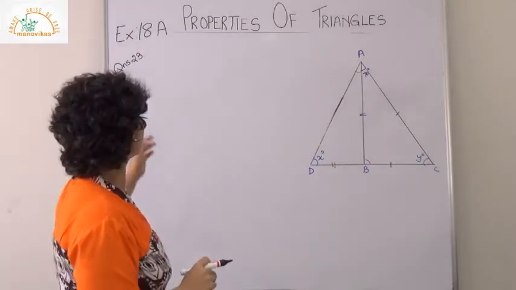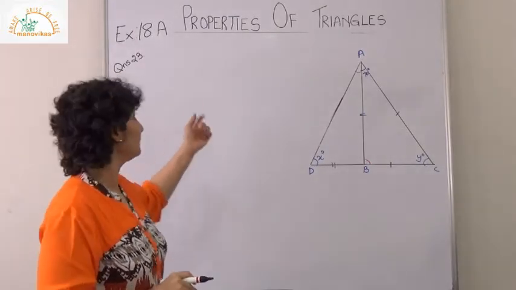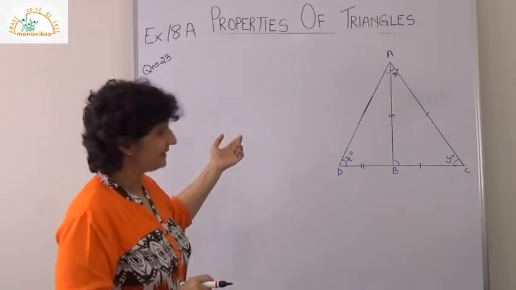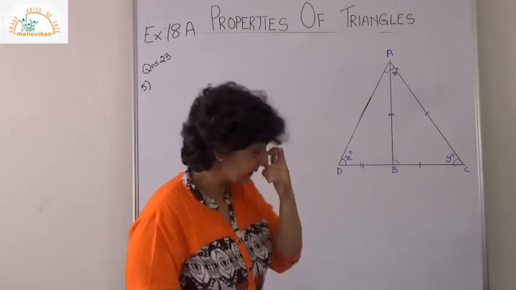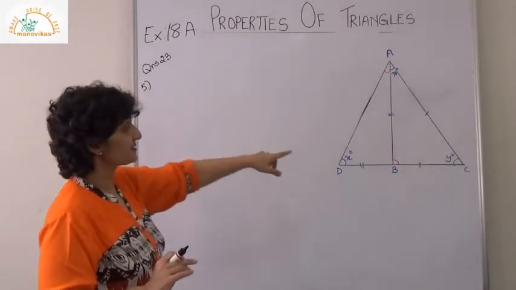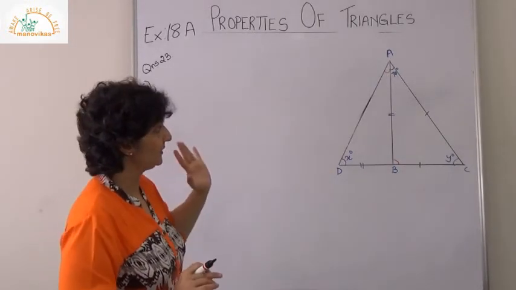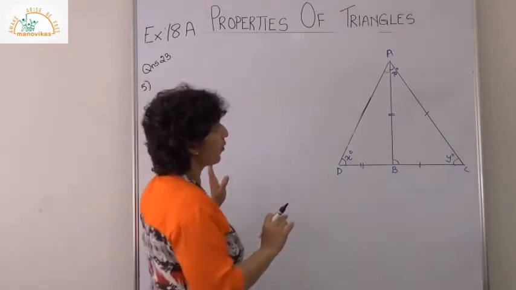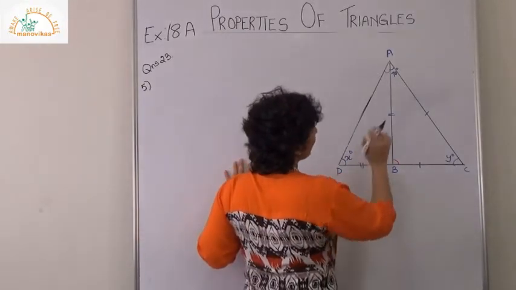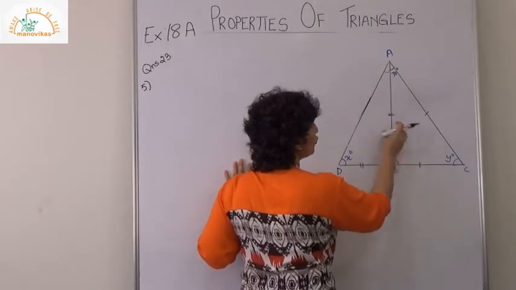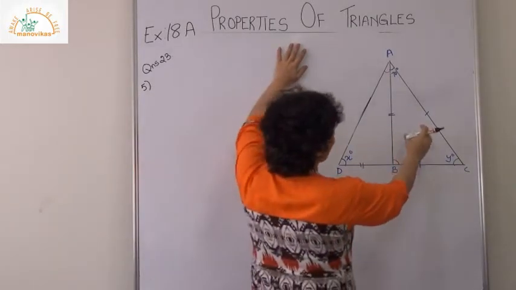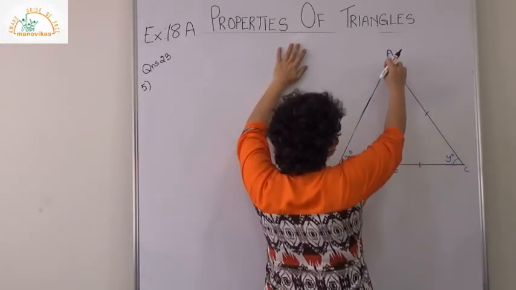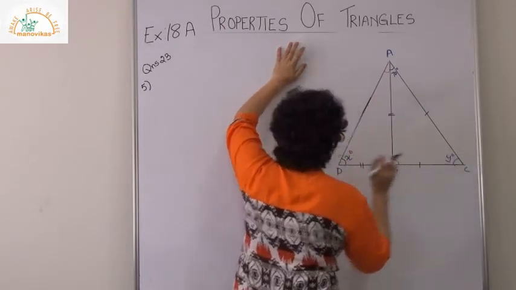Alright children, now let's move on to the fifth sum of exercise 18A question 23. Alright, now what does this say? Just look at the figure properly children and see what this figure says. Now if you look at it, we have two triangles, isn't it? Now let's take one of the triangles. First let's take this triangle, triangle ABC.